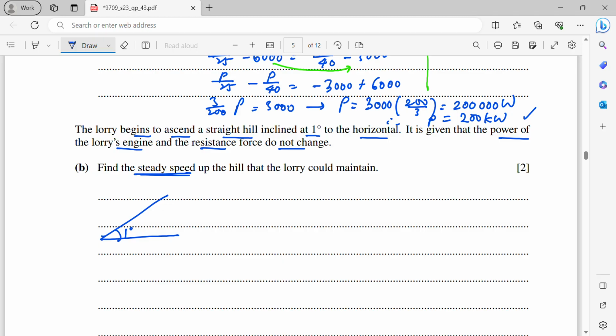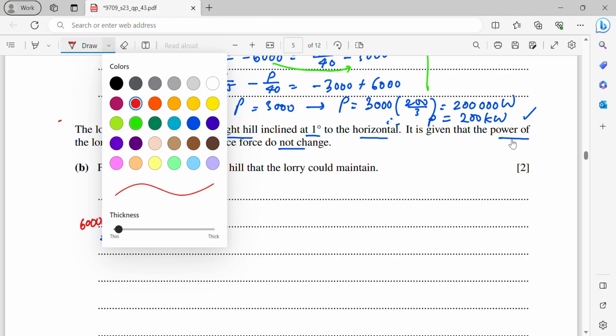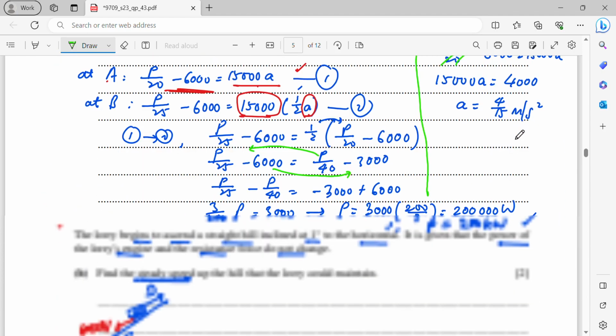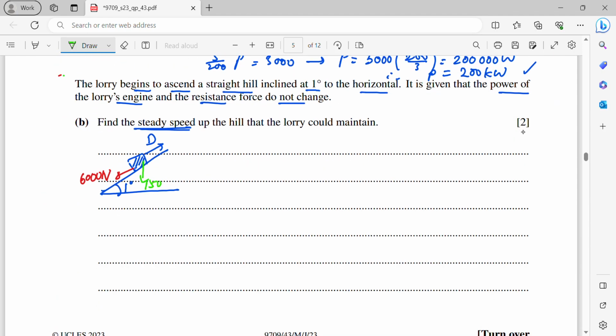Let's say here is 1 degree. This is the lorry. We still have the driving force, and then we have the resistance force here as well, which is against the motion. This is 6,000 newtons. And then the lorry mass is 15,000 kilograms. I mean, it will be 15,000 G. This is the weight because the mass is 15,000 kilograms, so here I will write 15,000 G.